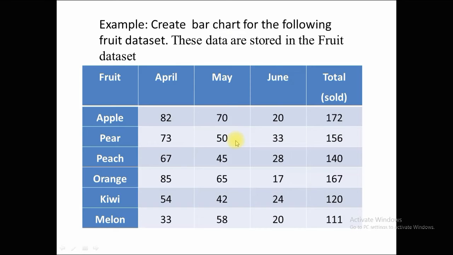Now, dear students, let's move on to an example to show this data by bar charts. In this data, there are some fruits, and these are the sold amounts for 3 months, April, May and June, and this is the total amount of individual fruits for all these 3 months. So how to present this data by charts? Let's see.